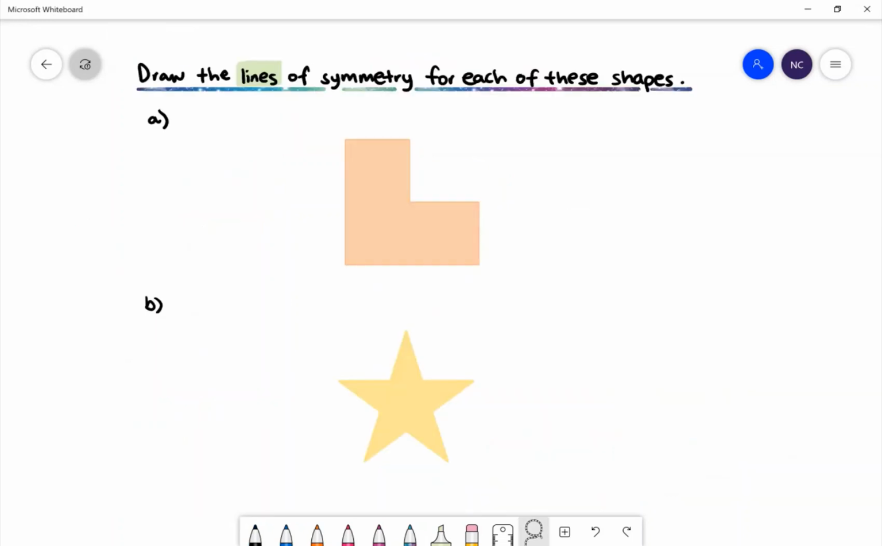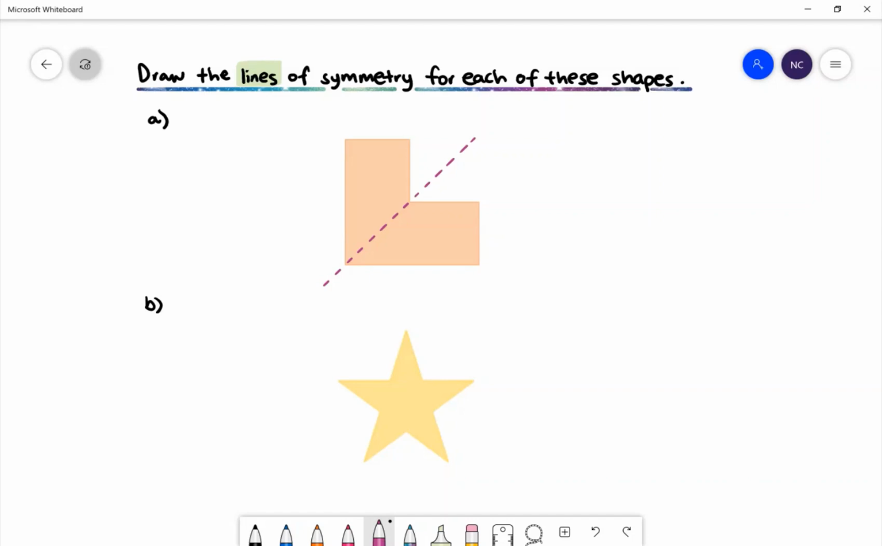Here is our first example. Draw the lines of symmetry for each of these shapes. Let's take a look at the shape in part A. Part A has a shape that looks like an L. How many lines of symmetry do you think it has? There is one line of symmetry for this shape.